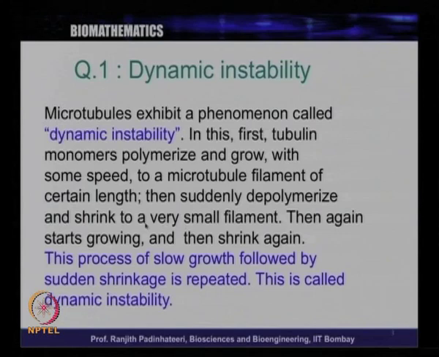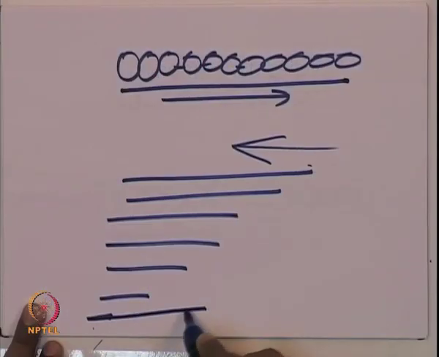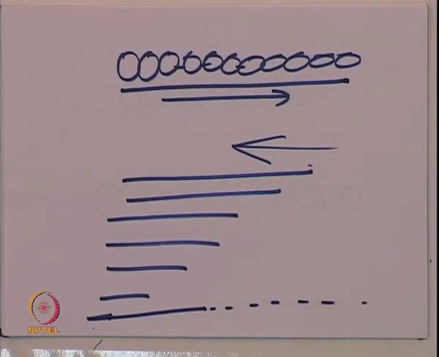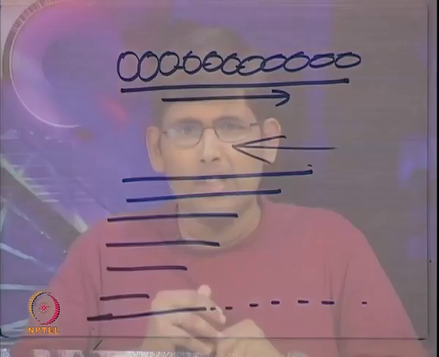then again starts growing, and after some time again it might start growing, and then shrink again and grow again and shrink again and grow again. So, if you look at this filament, it will just grow, shrink. You can think of it this way: grow, shrink, grow, shrink. This phenomenon of growth and shrinkage is called dynamic instability, and there are a couple of points.